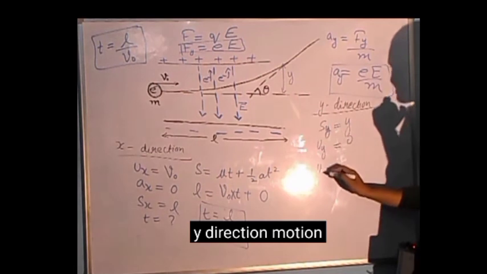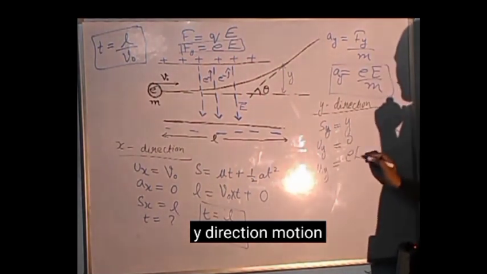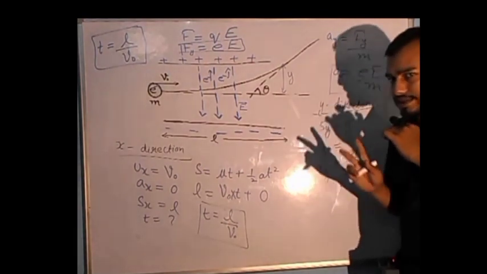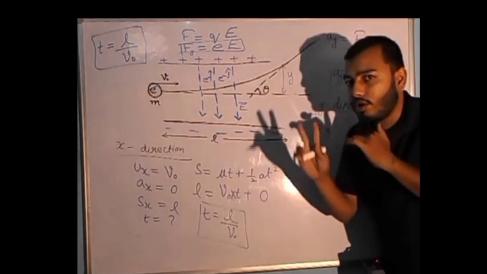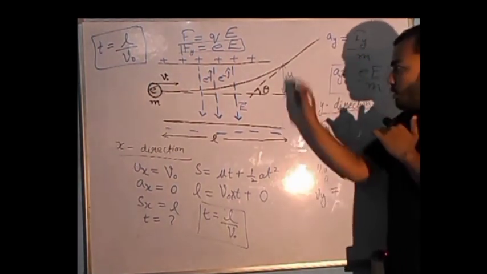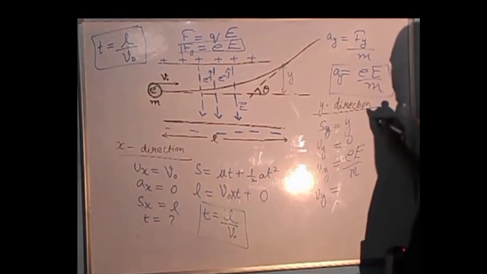What is the acceleration of the electron in the y direction? We have found it out. It is E divided by m. Now we are going to find two things. First, what is the final velocity of the electron when it emerges out of the field? And second, how much time does it take?